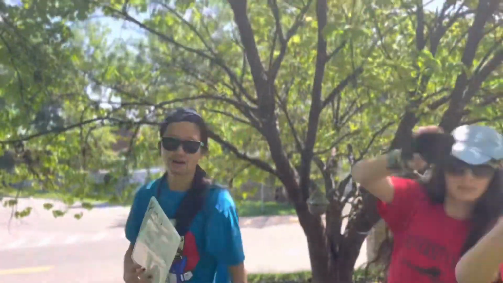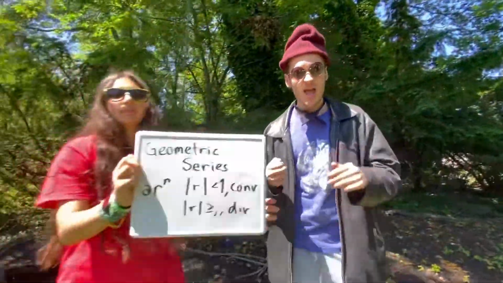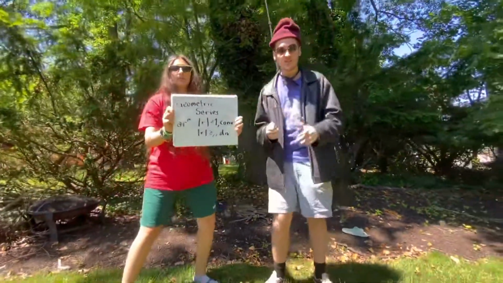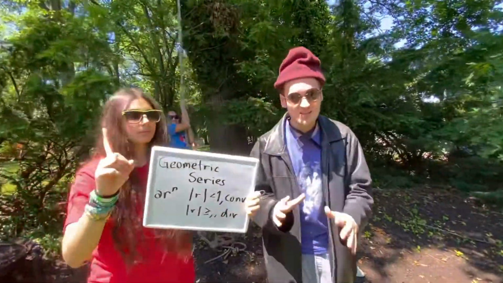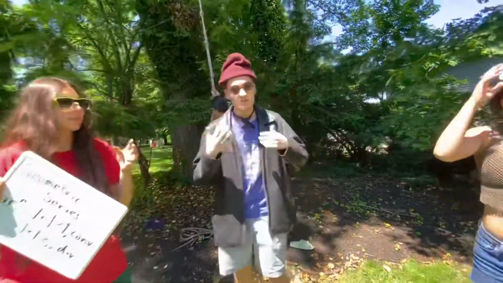Pay attention, don't ignore. Geometric series: a r to the power n. The absolute value of r must be less than 1 for the series to converge. If r is greater than or equal to 1, it still diverges.